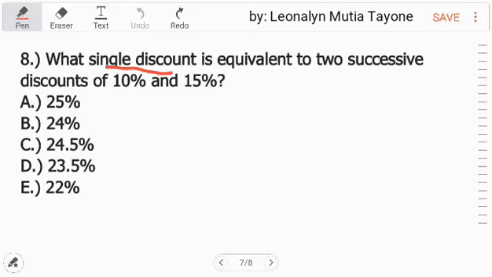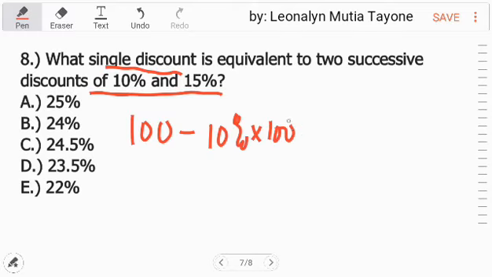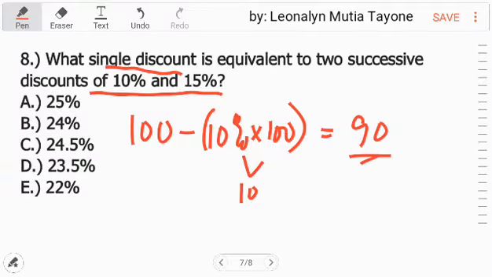Question number 8. What single discount is equivalent to two successive discounts of 10% and 15%? This is the same as our question number 5. So let us make the price, or whatever the number is, 100. So we discount 100 by 10%. 10% of 100 is already 10. So the answer here is 100 minus 10, that is 90.